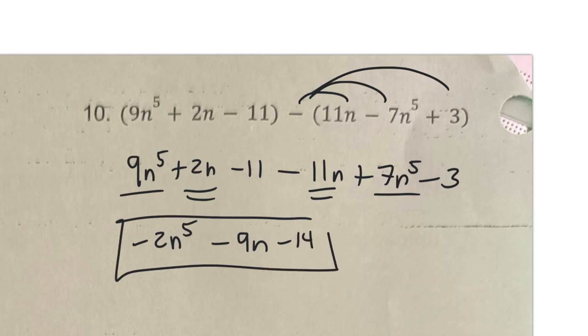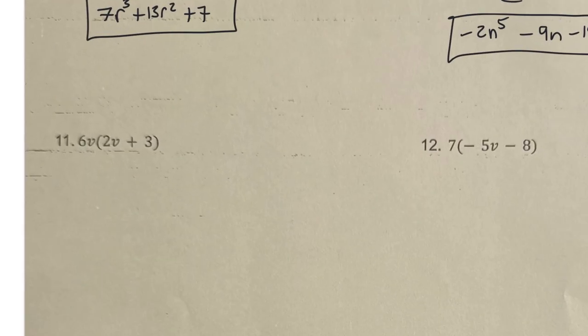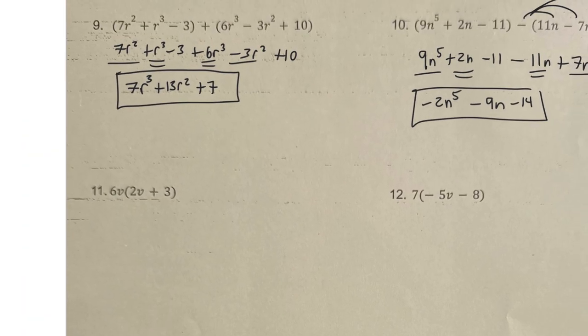Hopefully that makes sense. Okay. This is the first of its kind in the sense that we are not only being expected to distribute, but we will be multiplying a v times a v. So you do have to be on your game with that. So 6v times 2v, you must be on your game. That is 12v squared. Hopefully that makes sense.